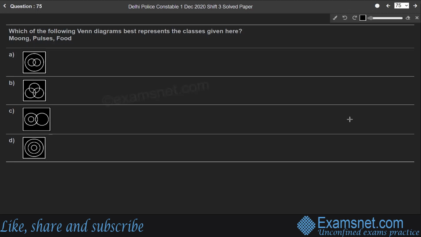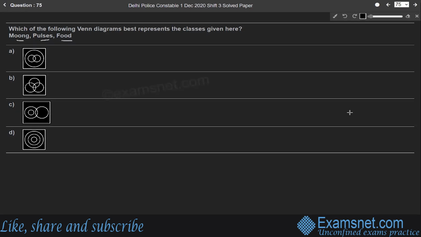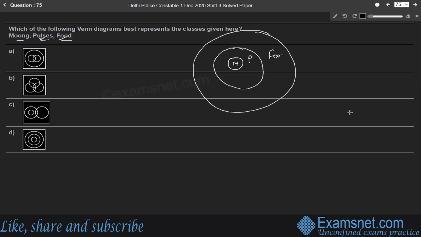Question 75. Which of the following Venn diagrams best represents the classes given here? Moong, pulses, and food. Here, moong is one of the varieties of pulses, and pulses come under the category of food. So let the second circle represent pulses, and these pulses come under the category of food, so the outer circle represents food. This Venn diagram represents that moong is one of the varieties of pulses, where pulses come under the category of food. Hence option D is the right answer.